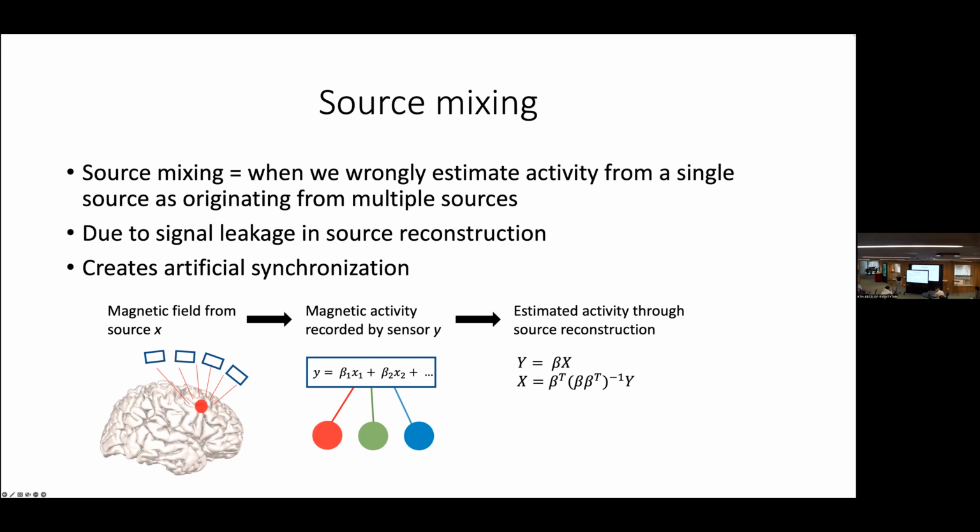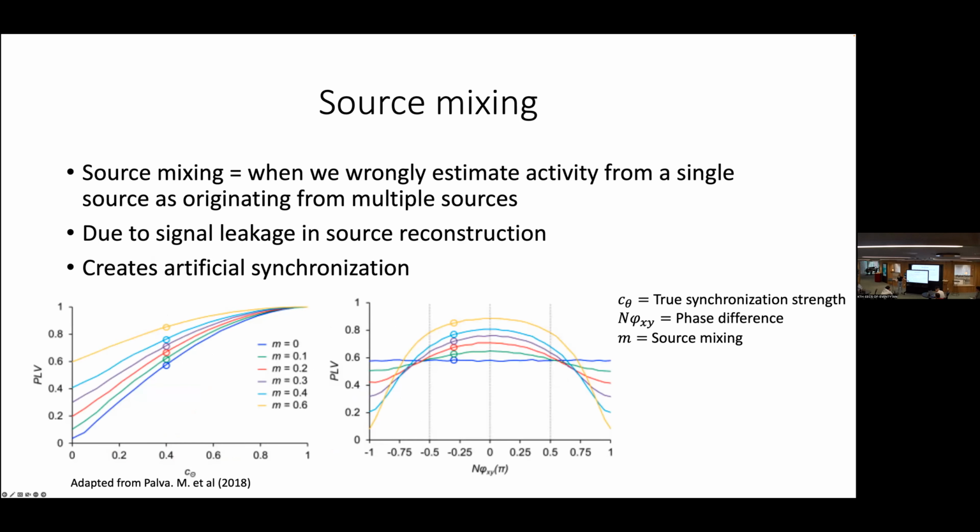These are some simulations of what happens under different levels of source mixing. To the left, the X value is the true synchronization. The M values are different levels of source mixing. And of course, even if you have zero true synchronization, with source mixing you're going to get a positive PLV value, larger than zero.